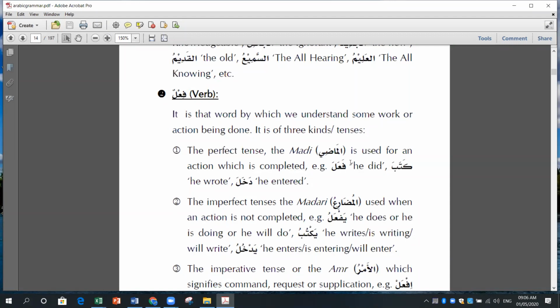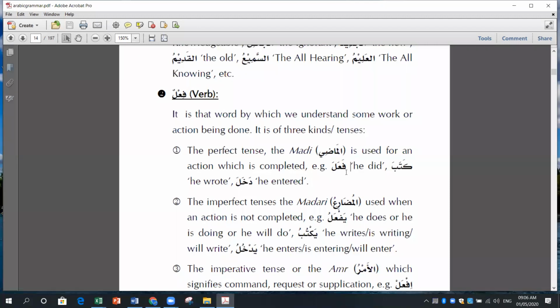For example, sajada, like he prostrated. Sajda, in Salah we perform it, right? So it is on the same pattern, sajada. But for he knew, ilm, ain, lam, mim, ilm, what does it mean? Knowledge. So the pattern of knowledge is not alama, it's alima, on the pattern of fa'ila.